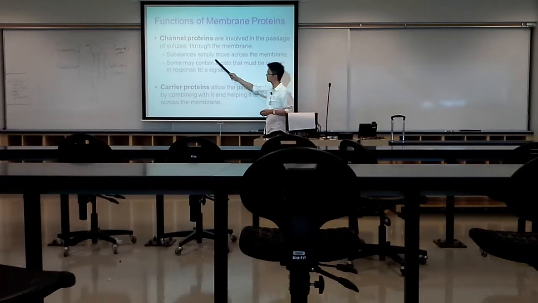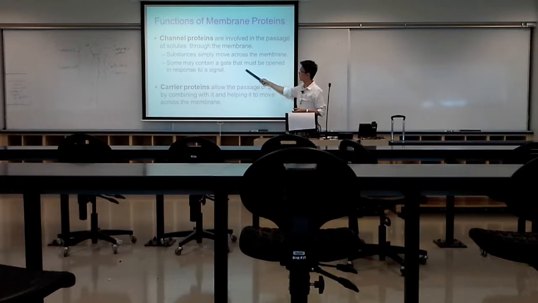So the substances here, many of them are ions, and some of the channel proteins actually have gates, meaning that the ions cannot just freely go through, the gate can close. For sodium channel, they actually have three states: open, close, and inactivate. They cycle through these three states. But for potassium channel, they only have two states, open and close.